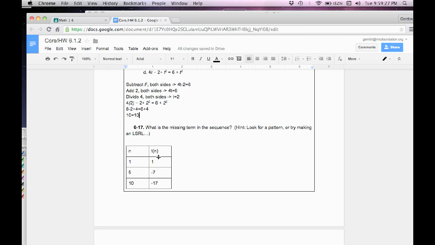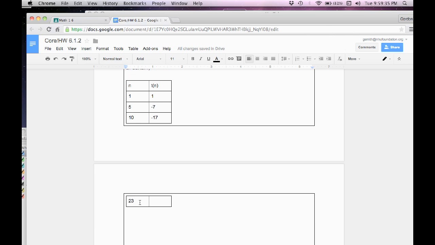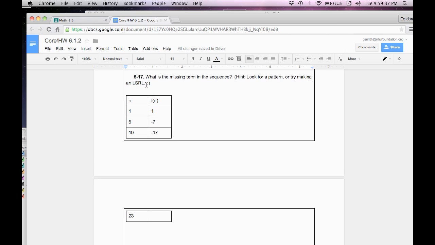And then I am going to plot this, and I am going to look for a pattern that tells me this one. So I can do an LSRL. If you remember, that's y1 tilde mx1 plus b. But anyway, we'll put these into a table.